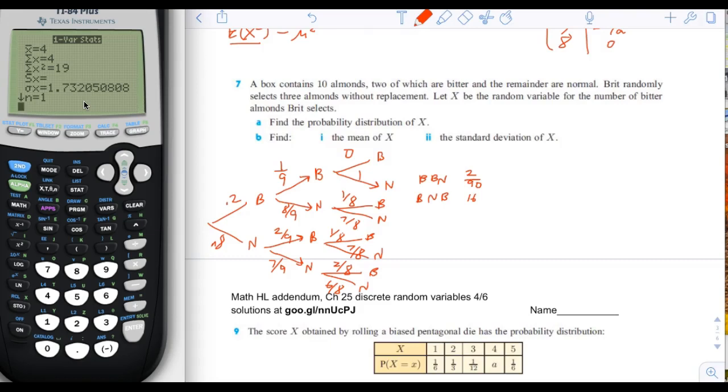times 90, 16 on top and 90 times 8 on the bottom, which would be 720.